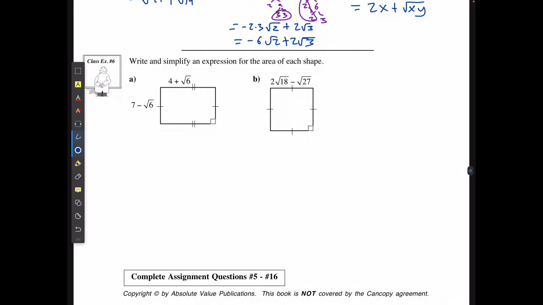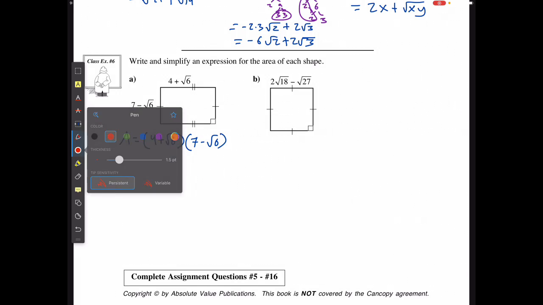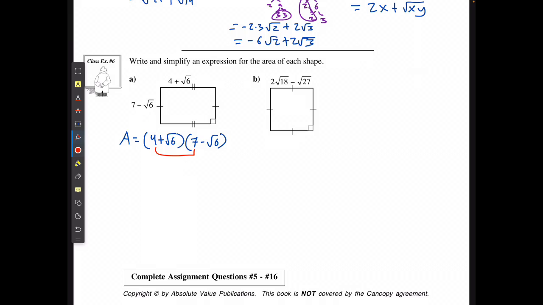For example 6, I'm just going to write out, well, how do I get the area? The area is going to be equal to one side length, 4 plus root 6, multiplied by the other side length, 7 minus root 6. And I'm going to treat it like my polynomials. I'm going to FOIL it out. Multiply the first terms, the outside terms, inside terms, and the last terms.